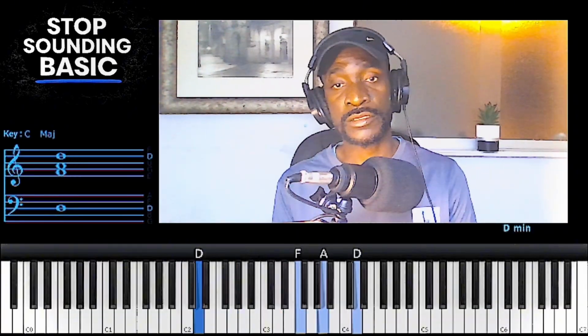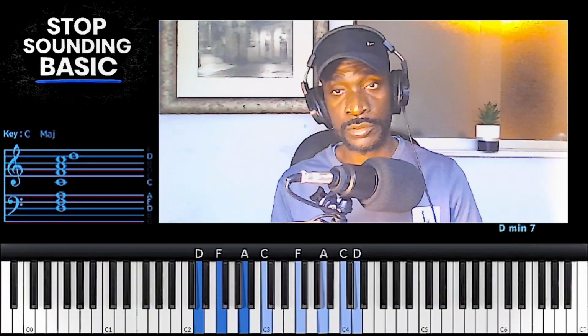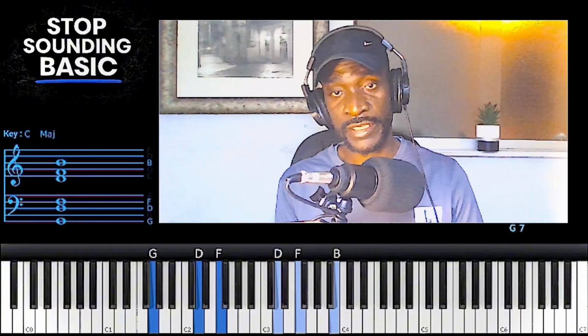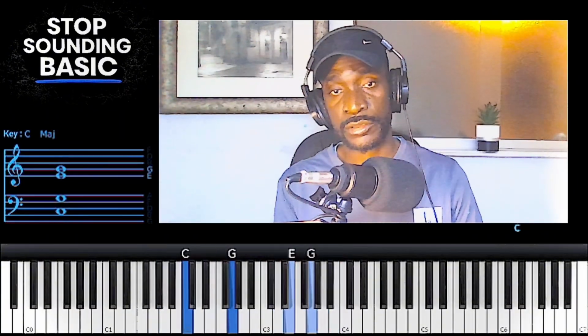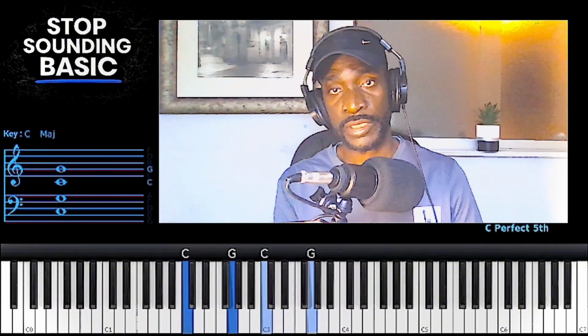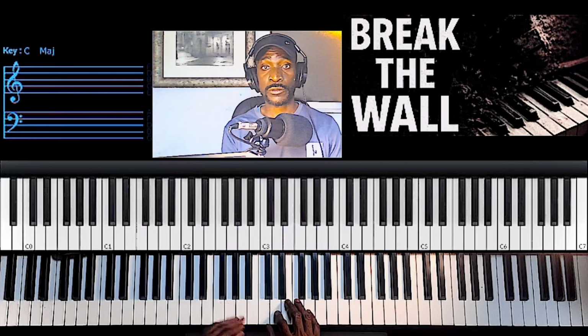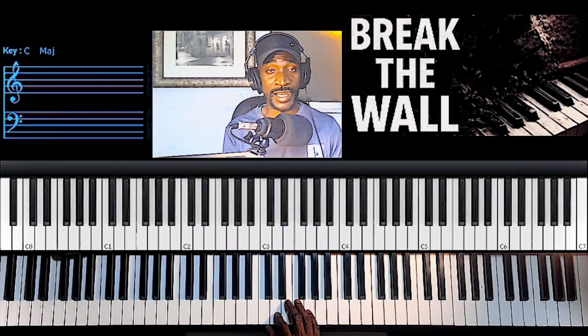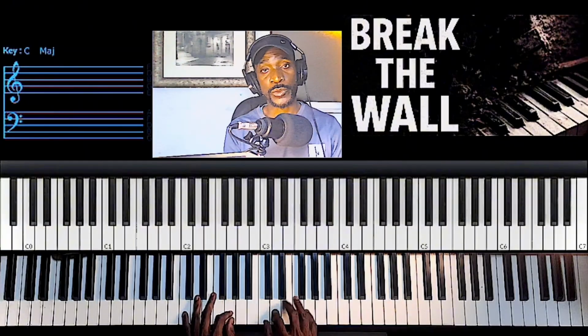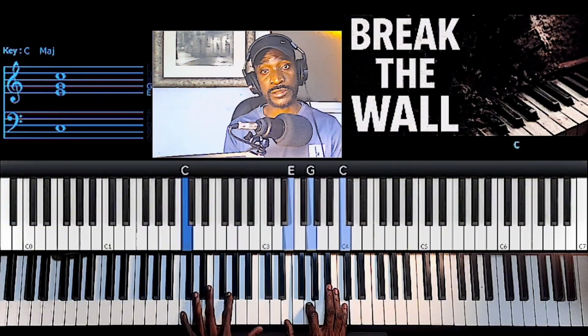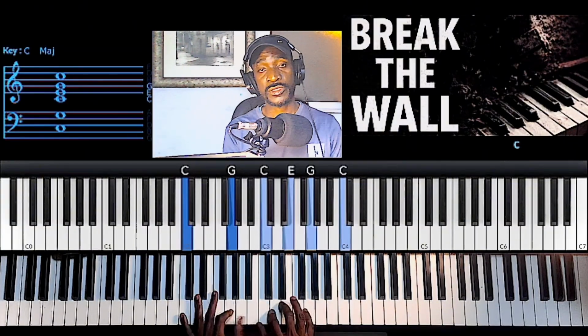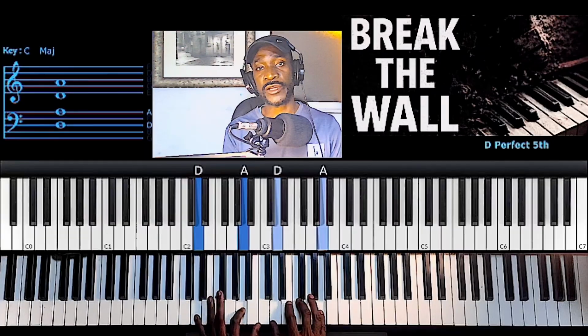And then the 2-5-1 in the key of C will be like this. This is 2, and then 5, and then go back to 1. All right, okay, so we're gonna break the wall with the 2-5-1. This is very popular in the world of gospel and jazz. So in the major keys, which is, let's say C major, this is major, the 2 would be D minor.